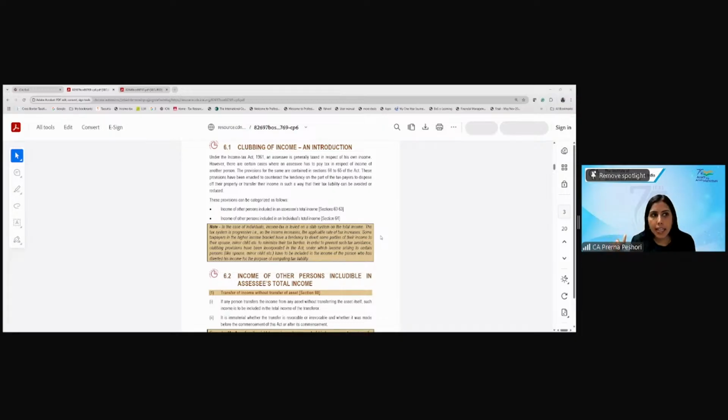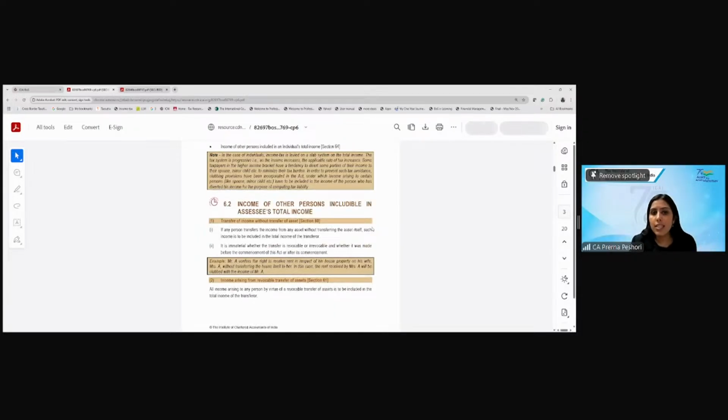So first is transfer of income where there is no transfer of asset. Basically, transfer of income without the transfer of asset, section 60. Right? What does it say? If any person transfers the income from any asset without transferring the asset itself. Let's say, for example, I hold the immovable property and I'm saying from tomorrow this rent will belong to you. That is not possible. I hold the asset. I am the owner of the asset. So even if I make a contract with you stating that you will claim this income, clubbing will be attracted. Section 60 will say this income will be included in the hands of the transferor. Are we clear? So that's what section 60 says.